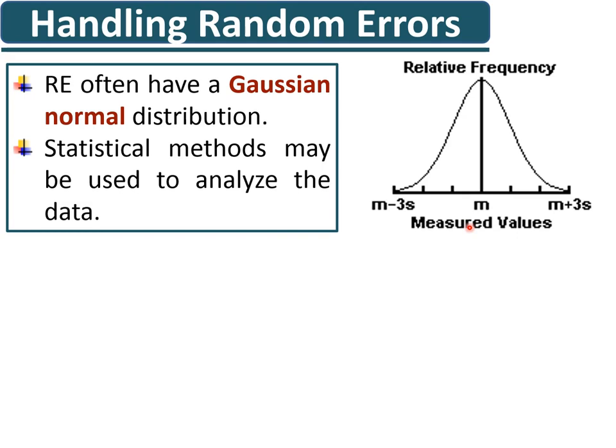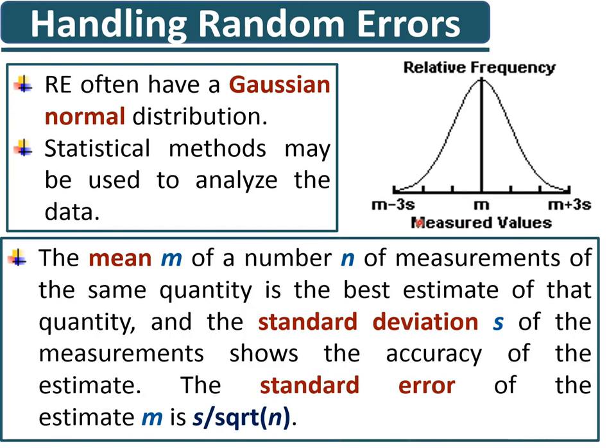So the mean value of a number n of measurements of the same quantity is the best estimate of that quantity, and the standard deviation S of the measurement shows the accuracy of the estimate. And then you can also calculate the standard error, which is given by S over square root of n. So the statistical methods can calculate the deviation of any measurement from the mean.